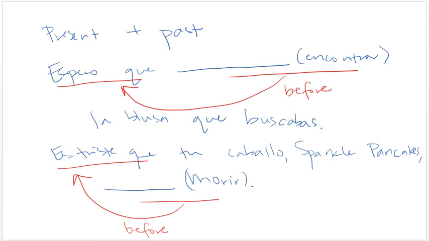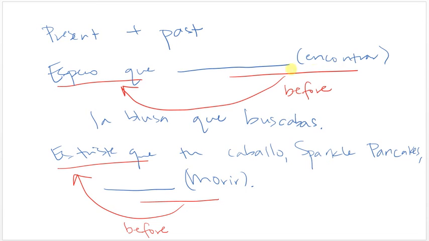Then you have to decide the sequence of events in your sentence. So if your sentence starts with the present tense, but you are talking about something that already happened, you have to use the present perfect subjunctive. So espero que is a subjunctive trigger. I hope that. So I hope that you found the blouse that you were looking for.